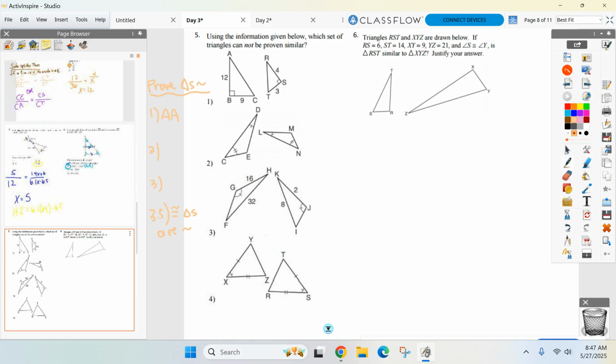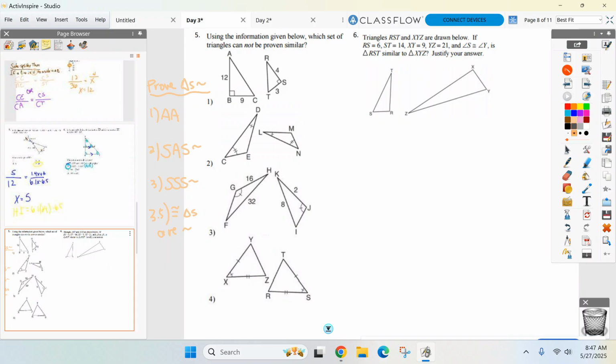The other two here, side, angle, side, with the tilde next to it. Those sides have to be in the same ratio. And then if all 3 sides are in the same ratio, they're similar. So those are your 3.5 methods of proving triangles similar. So let's go through each of these 4 together and figure out which one cannot be proven similar.